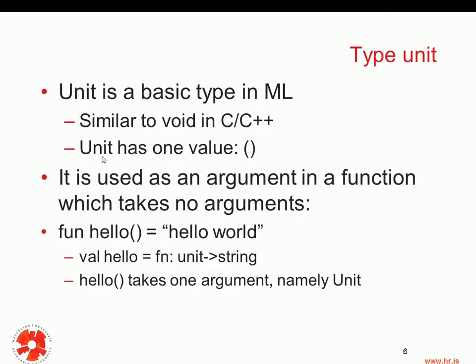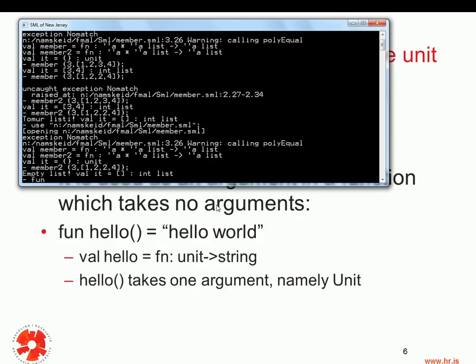Now unit, as I said, has one value, open parenthesis, close parenthesis. It is used as an argument in a function which takes no arguments. That's kind of weird to say, but it's used as an argument in a function which takes no arguments. So when we say I'm defining a function called hello, and the body of the function is simply returning the string hello world.